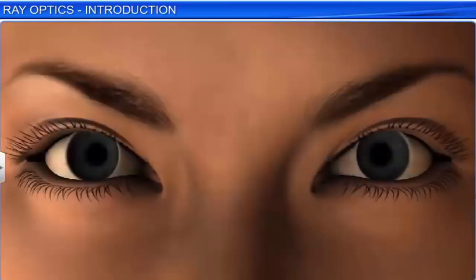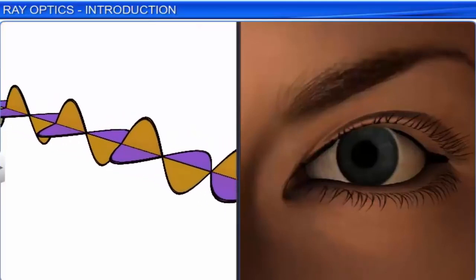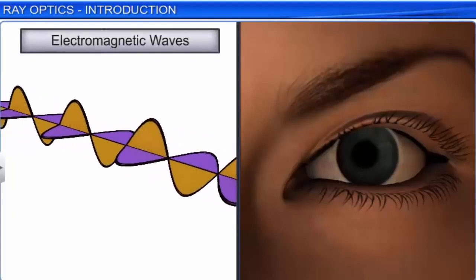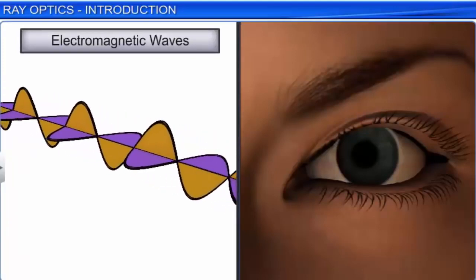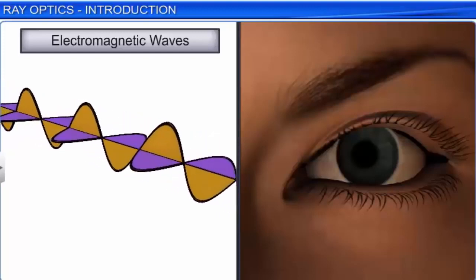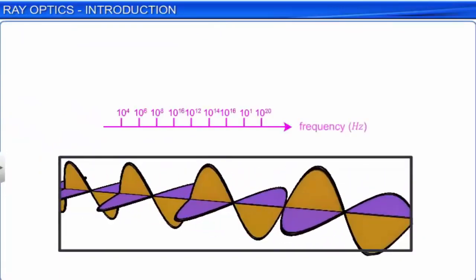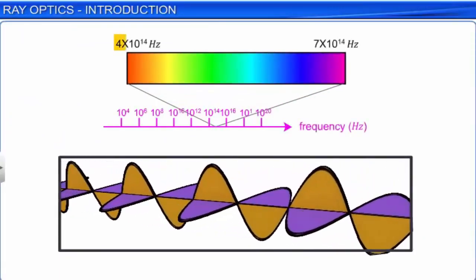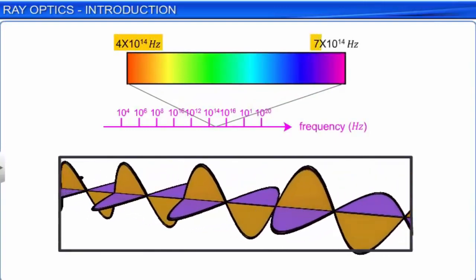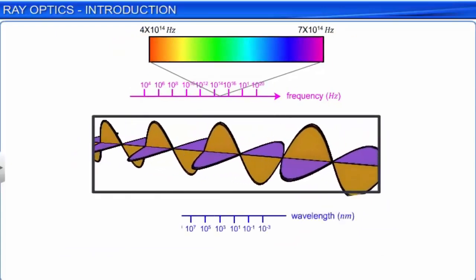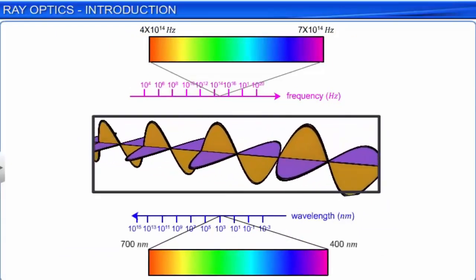In the same way, the human eye is also not sensitive to all frequencies of electromagnetic waves. The electromagnetic waves to which the human eye is sensitive is called visible light. The approximate frequency range of visible light is 4 × 10⁻14 Hz to 7 × 10⁻14 Hz. In terms of wavelength, the range of visible light is 700 nanometer to 400 nanometer.